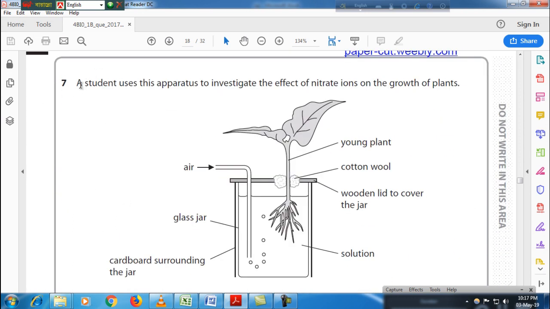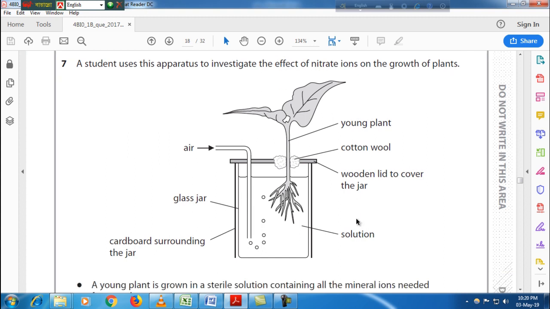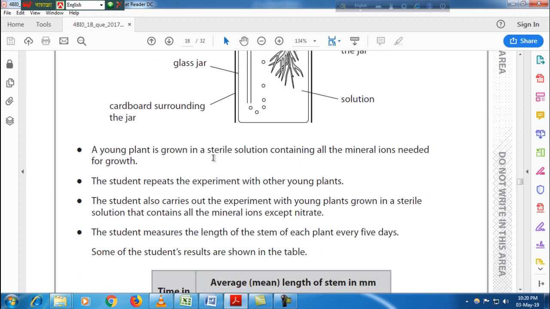Now I am going for the next question, number 7a. Question number 7. A student uses this apparatus to investigate the effect of nitrate ions on the growth of plants. So here the student is investigating the effect of nitrate ions on the growing of plants. What effect will it have on the plants? A young plant is grown in sterile conditions containing all the mineral ions needed for growth. The student repeats the experiment with other young plants.